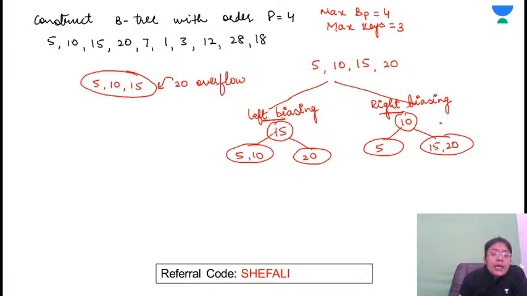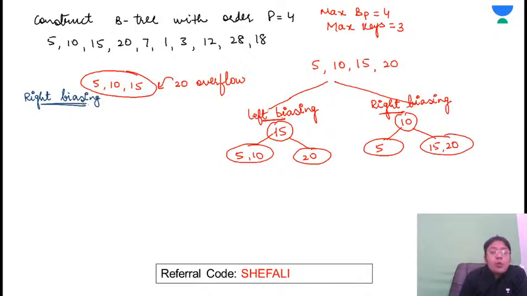But in no case should you do this: at one time when splitting the node you consider left biasing and in the next step right biasing. Don't do that. If you are working on left biasing, then use left biasing only. If you are using right biasing, then use right biasing only. Alright. So let's assume that we are using right biasing. So let's construct the tree.